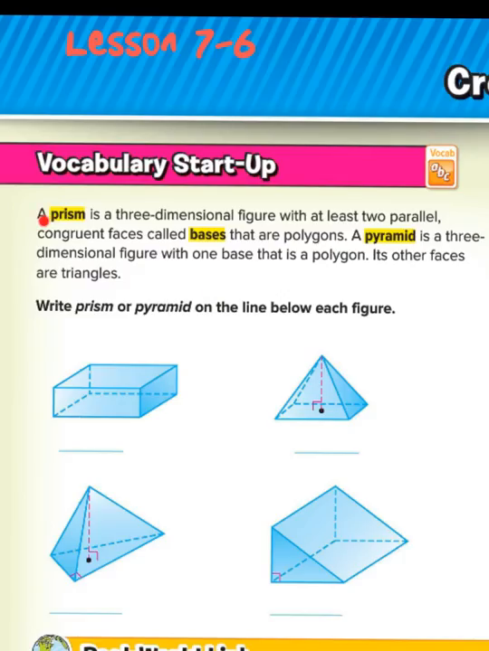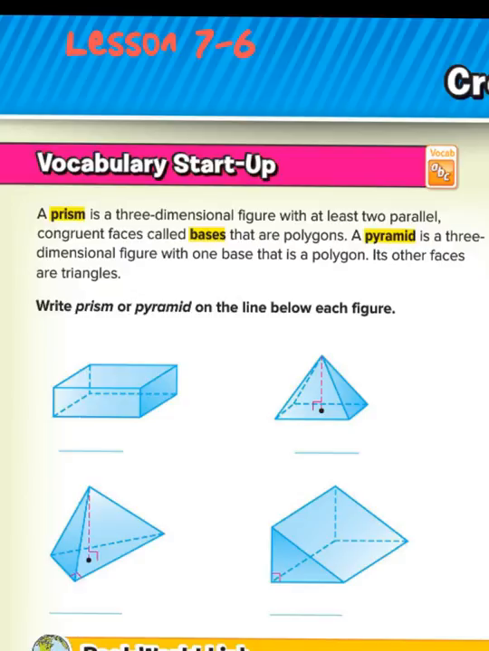Okay, a prism. What is a prism? Well, a prism is a three-dimensional figure. These are all three-dimensional figures, okay? But they're not all prisms. So it's a three-dimensional figure with at least two parallel congruent faces called bases. Congruent means same, right? Same size. And parallel means they're side by side. So they don't touch, but they're side by side. It's kind of mirroring each other.